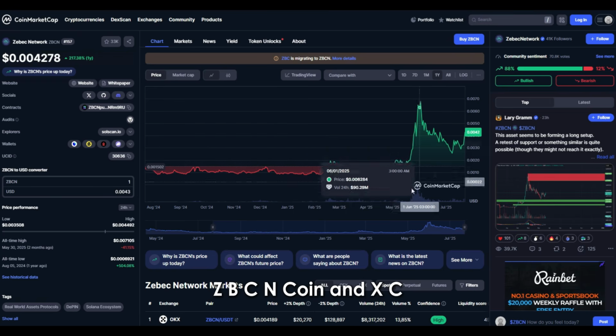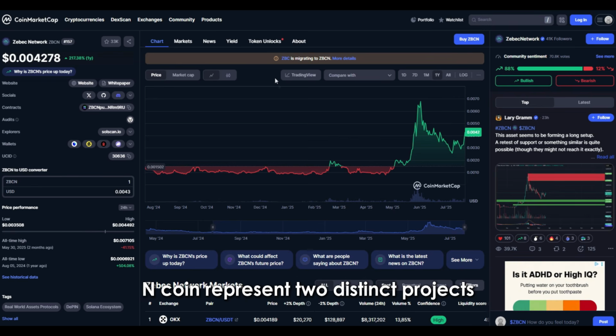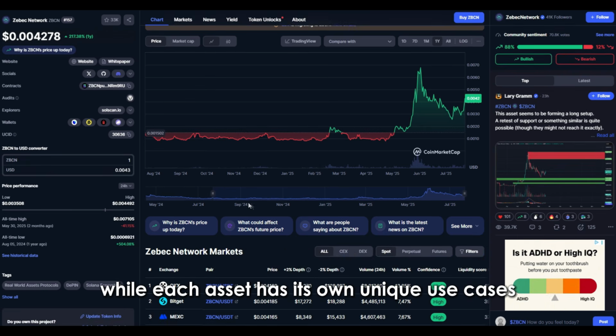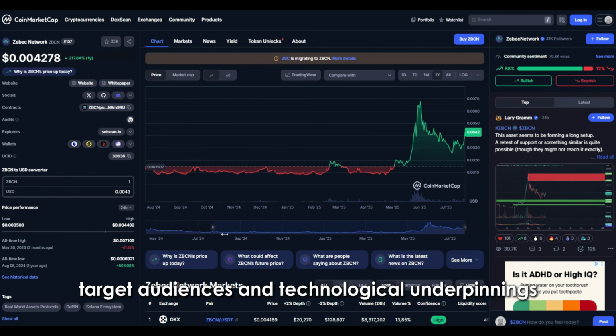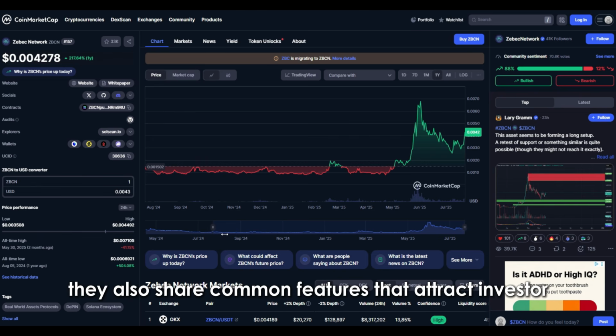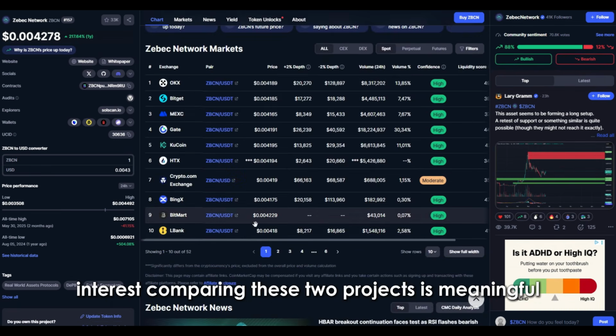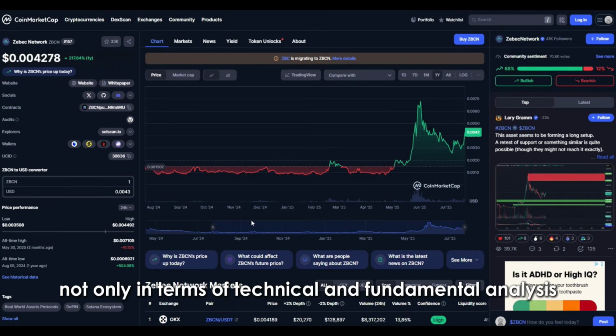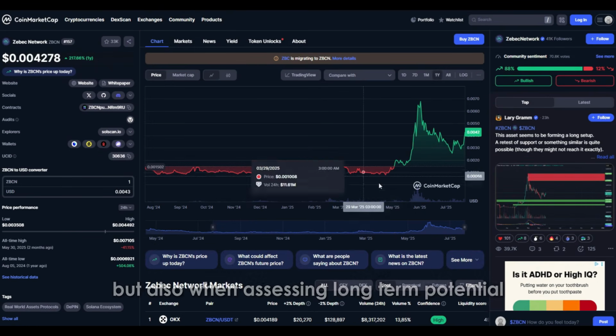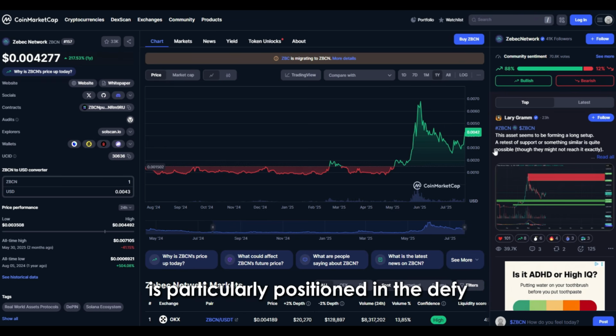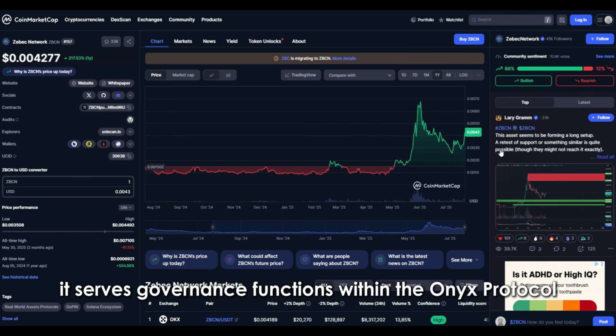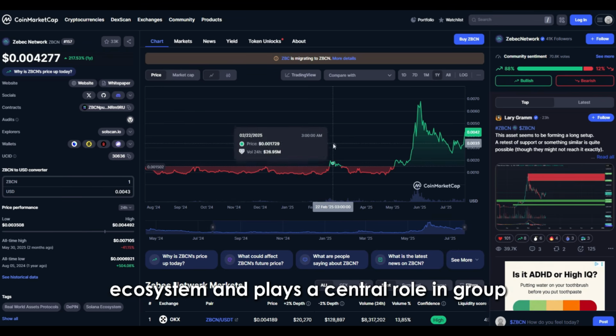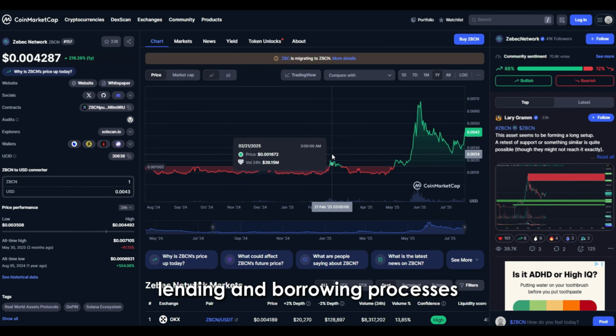Zbcn coin and XCN coin represent two distinct projects making waves in the cryptocurrency space. While each asset has its own unique use cases, target audiences, and technological underpinnings, they also share common features that attract investor interest. Comparing these two projects is meaningful not only in terms of technical and fundamental analysis, but also when assessing long-term potential. XCN coin is particularly positioned in the DeFi and decentralized governance sectors. It serves governance functions within the Onyx protocol ecosystem and plays a central role in group lending and borrowing processes.